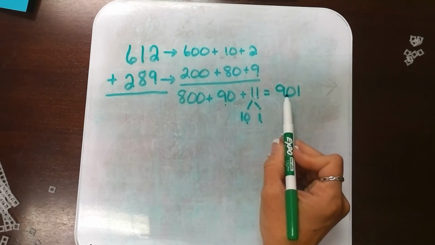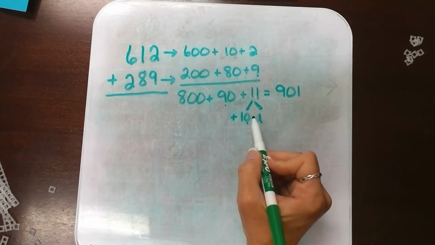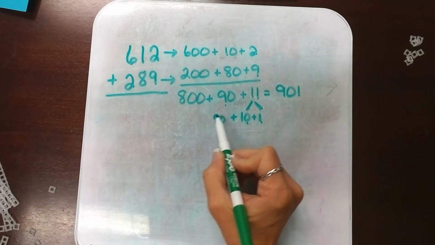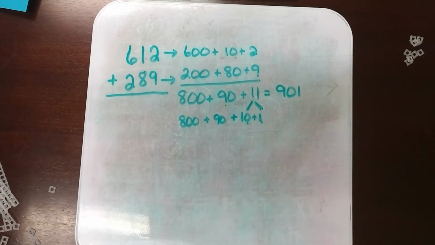So they can go straight from this, or they can break it down further to this. It just depends on the student. But what they're doing is they're adding the values of each digit up in both numbers to get the final answer. Okay, so I believe that is all the different ways that we taught kids in second grade to do addition strategies.